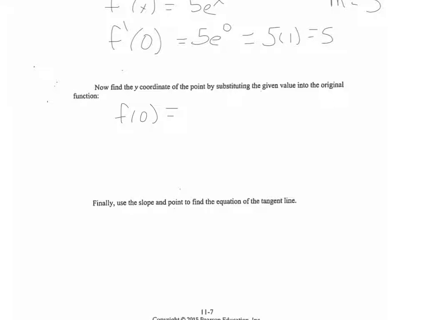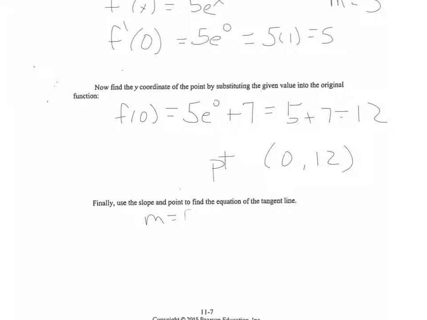Our original function was 5e to the x plus 7. So we're going to have 5e to the 0 plus 7. What's that going to be? 12. Excellent. We have 5 plus 7, which is 12. That means the ordered pair that the tangent line and the original graph have in common is (0, 12). So now I've got a point and a slope of 5. My m was 5, my point is (0, 12).